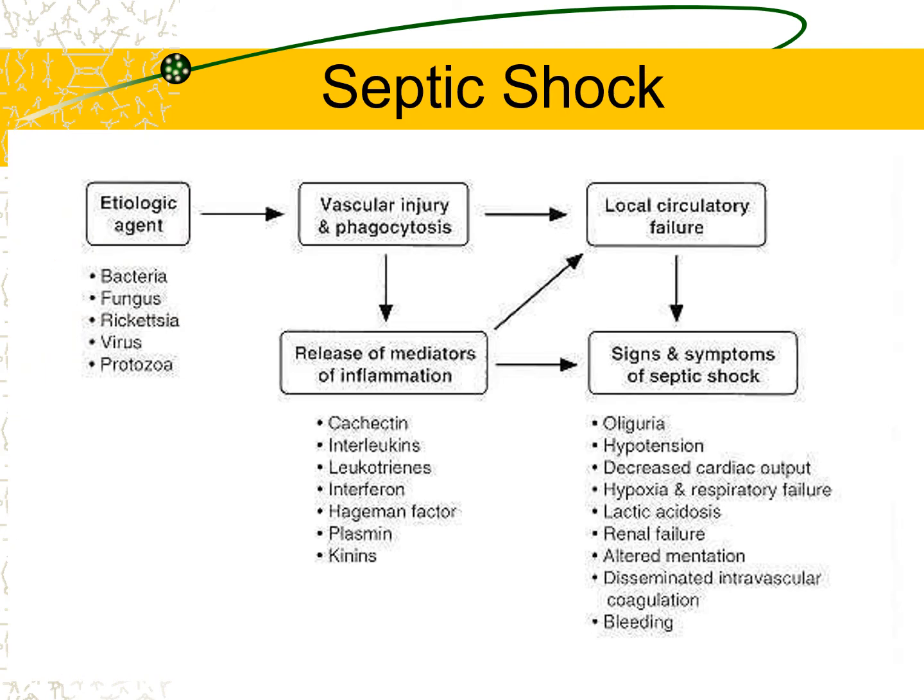With septic shock, we have this lovely diagram. Let's go over it. The etiologic agent, that means the organism that is causing the infection and the sepsis, could be bacteria, could be fungal, could be viral or protozoan, and even rickettsia as well. So there's many different pathogens that can lead to septic shock.